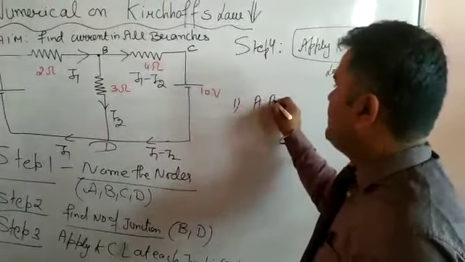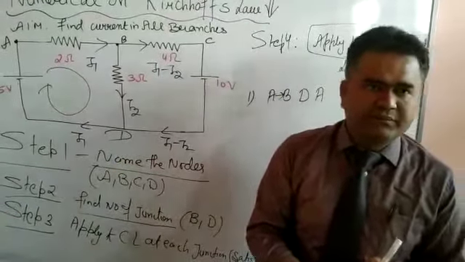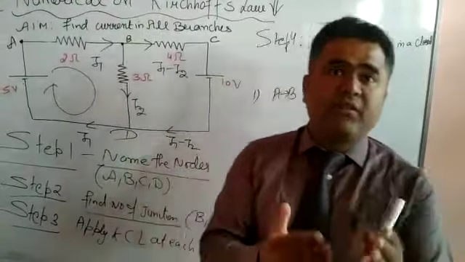Now while moving in the loop from A to B, I am moving in the direction of current. Now, when we always move in the direction of current, there is always a fall in potential, and that fall in potential is represented by the negative sign. Hence, I can say the voltage, as per Kirchhoff's voltage law, is current into resistance. What is the current? I1. What is the resistance? 2. Hence, it is minus 2 I1.